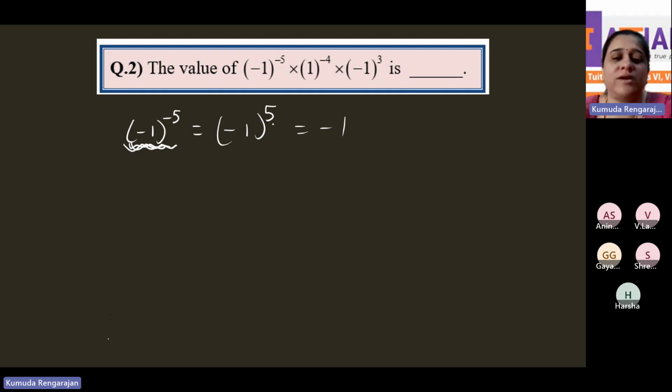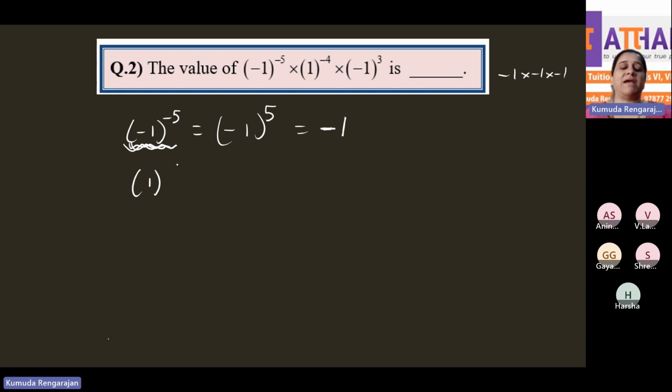Now, what is -1 to the power 5? -1 multiplied with itself 5 times. So 5 times you'll get the minus sign, so it will be minus only. And 1 into 1 into 1 into 1 into 1 is 1. When you multiply the minus sign 5 times, you get minus, and 1 multiplied with itself 5 times is 1. Ma'am, we can also see if the power is odd or even. If it's even, then it will become positive.